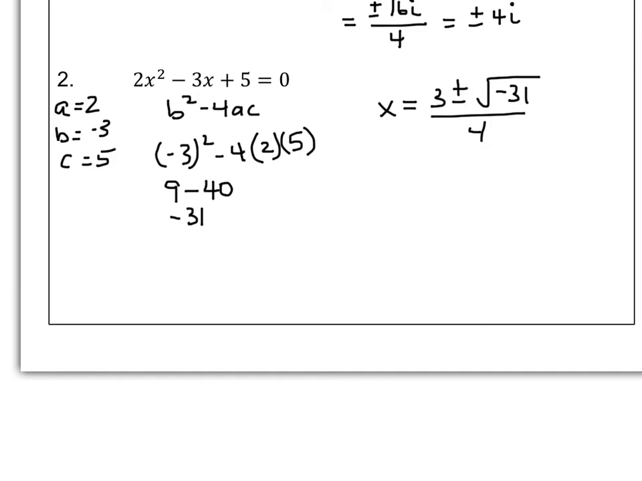There's no perfect squares that go in there because that's a prime number. But we do have to take this negative out of the square root. So I've got x is going to equal 3 plus or minus. To take that negative out of there, I'm going to put an i out front of that square root. So 3 plus or minus i times the square root of 31, all divided by 4. And I can't break anything else down. You're finished. You're done. That's it. Okay? So that's example number 2.